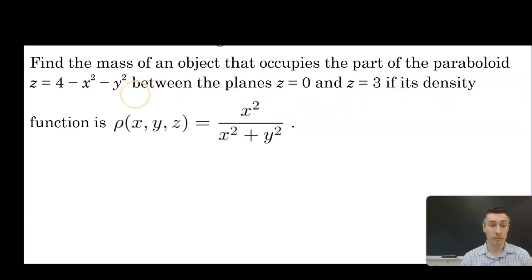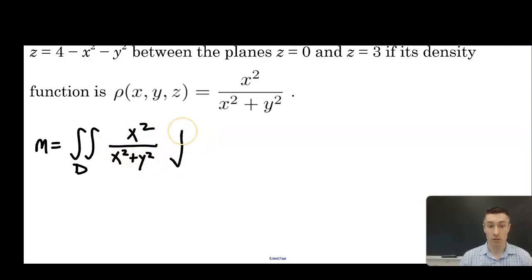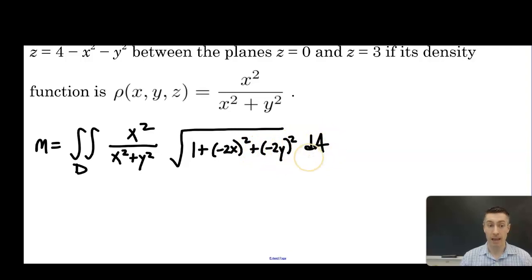Okay, so it's an explicitly defined surface, so we can use that second definition. We have our density function, that's our scalar function. So we're going to say the mass is the double integral over the region D of the scalar function x squared over x squared plus y squared, times the square root of 1 plus negative 2x squared plus negative 2y squared, dA. We need to figure out what the area we're integrating over is.